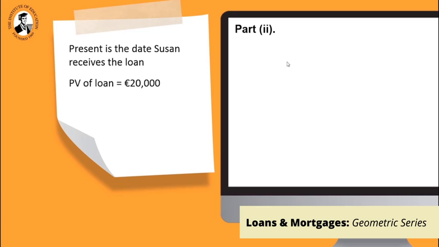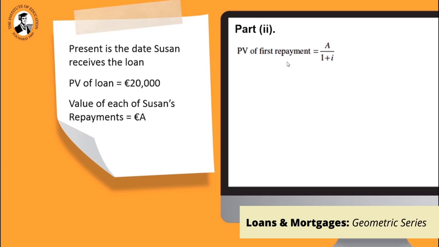Now the present value of each of Susan's repayments needs to be calculated. Let the actual value of each of her repayments be €A. First we consider her first repayment, which will be made 1 month after she gets her loan. Because this payment is to be made after the present, it needs to be discounted by 1 month, which is 1 time period, to find its present value. This is A divided by 1 + i, where i is the monthly rate of interest found in part 1. We will leave it as i for the moment.